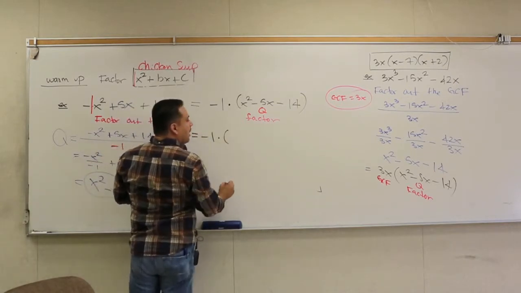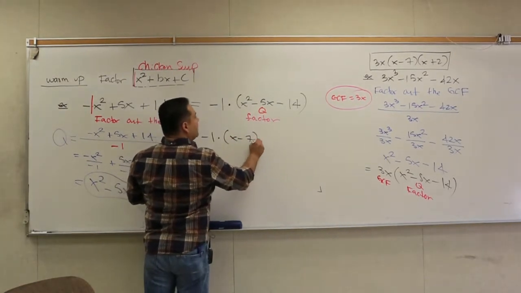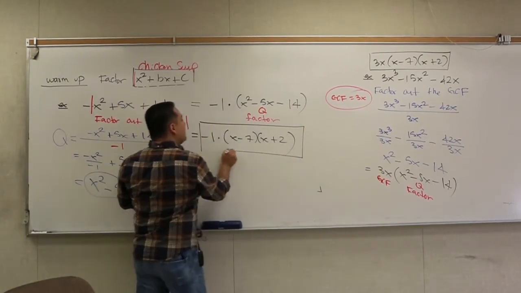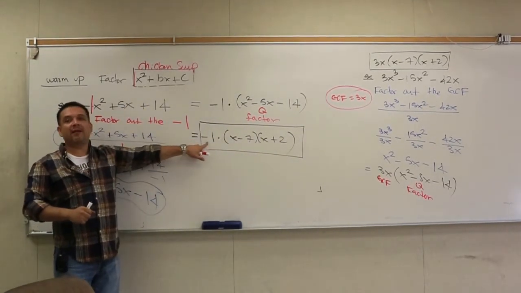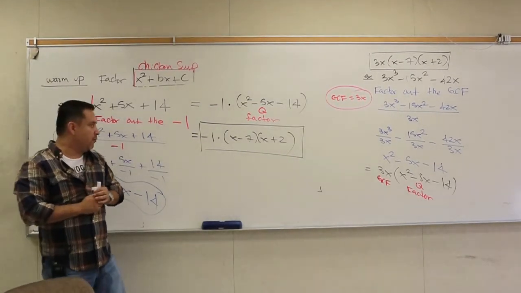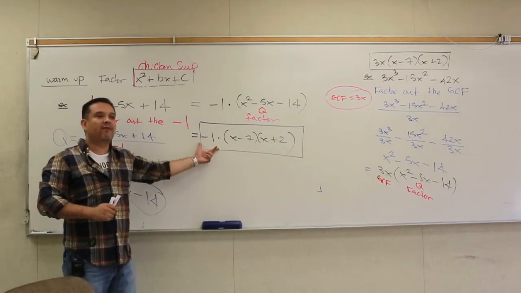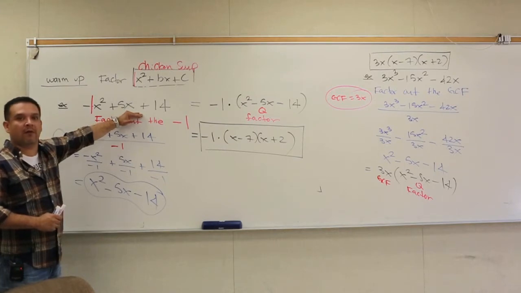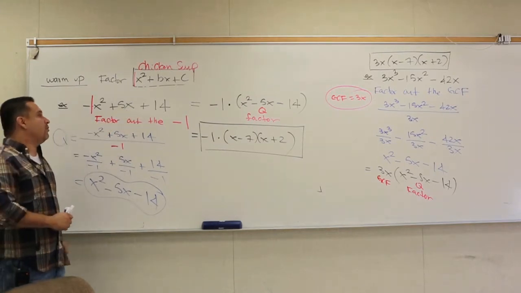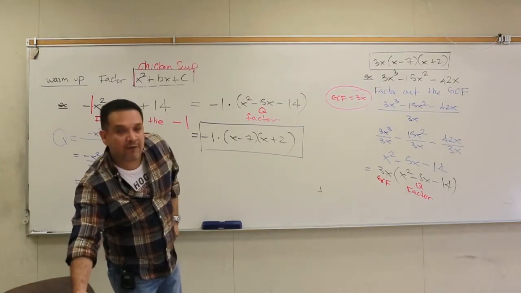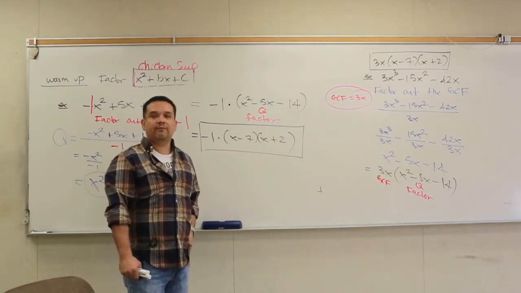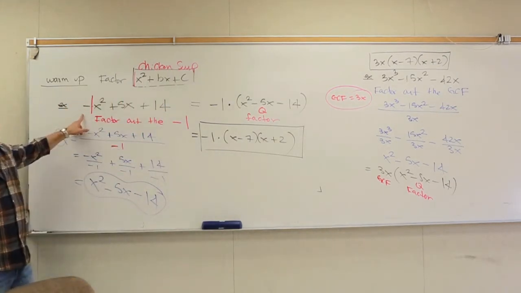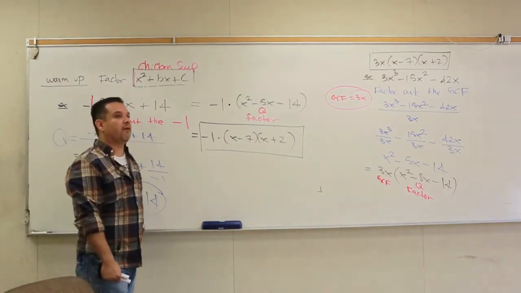Negative 1 times x minus 7 times x plus 2. Do you have to write the negative 1 down? Yes, you do. You need that there. Believe me. You say, why? Because if you were to multiply everything out here, you have to have that negative 1. Then it'll be negative 1x squared plus 5x plus 14. Now, I give this to you because I think some questions on your homework have that negative 1. Do you guys notice? So I want to give you guys a hint. If that first term's negative like that, we don't want a negative. You factor out the negative.